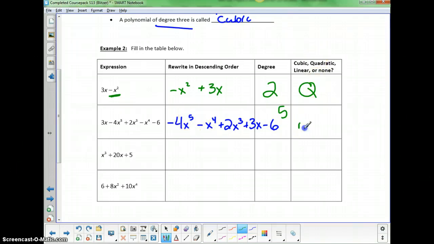I'm going to have to say none. It's not cubic, quadratic, or linear. It's quintic, if you want to know the word for it. But in this section of this chapter, I'm just concerned with these 3 types right here. So I'm going to say it's none of those available.